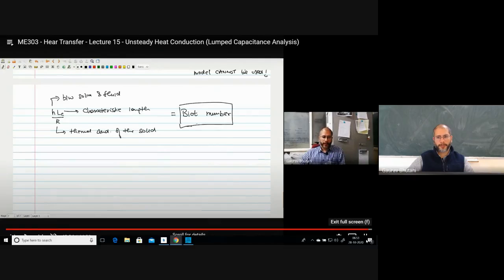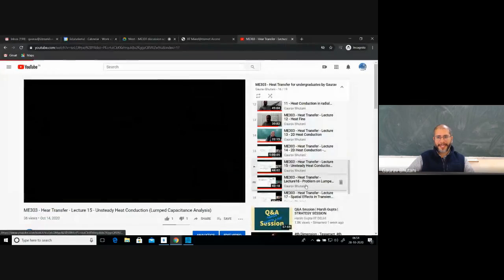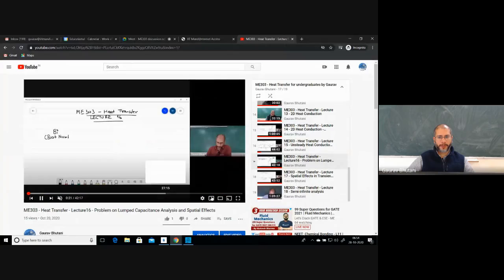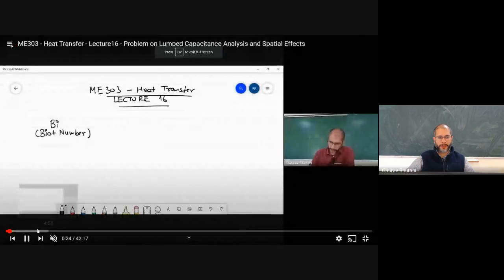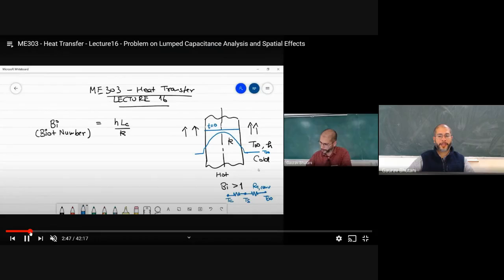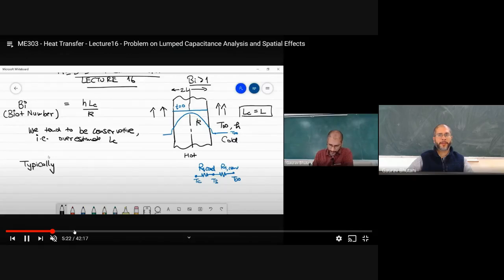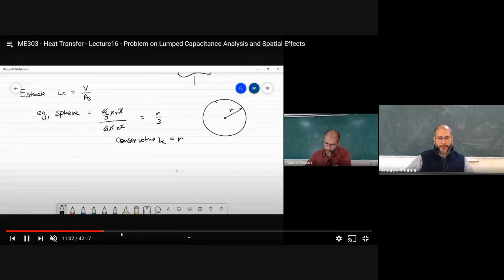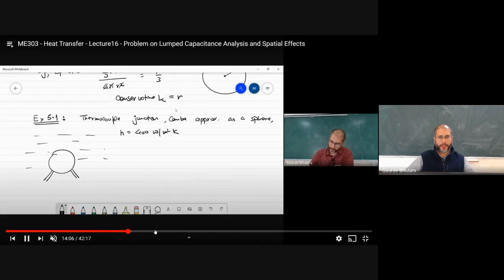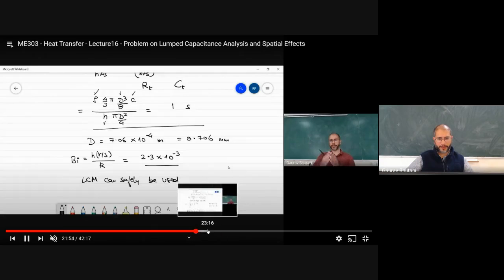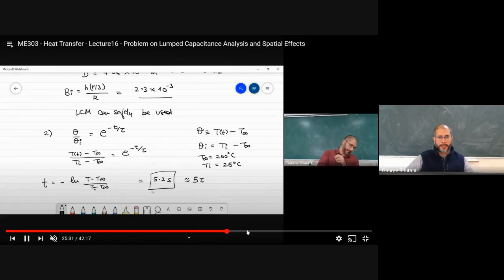So we said that if this Biot number is less than 0.1, then we are good to use the lumped capacitance analysis. But if the Biot number is greater than 0.1, then we cannot neglect the spatial dependence. And this discussion came from the idea of when we defined the Biot number, we took it as the ratio of the temperature drop across the solid to the temperature drop between the solid and the convecting fluid. We drew a couple of temperature profiles, and then finally we solved a problem of a thermocouple junction where we use this idea of lumped capacitance analysis.